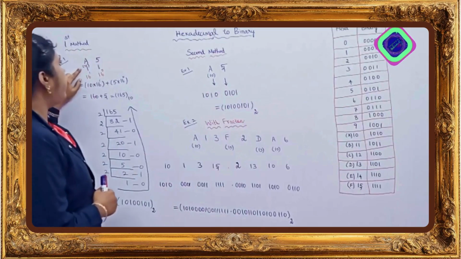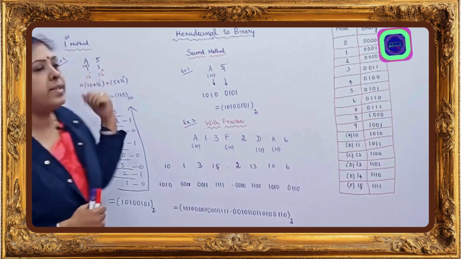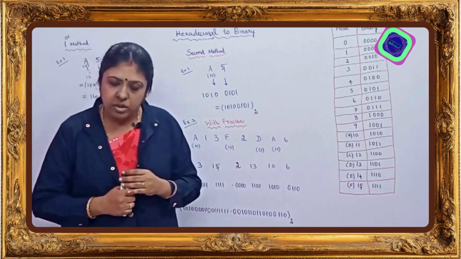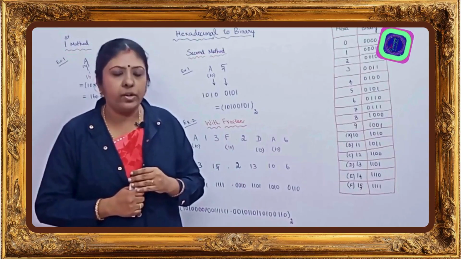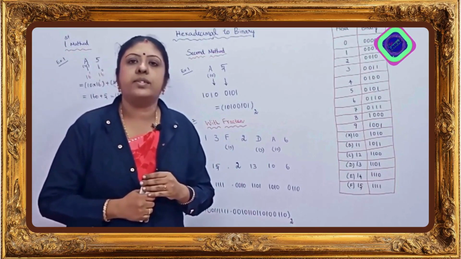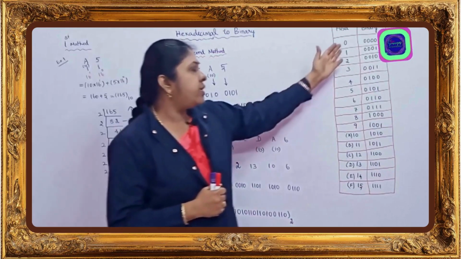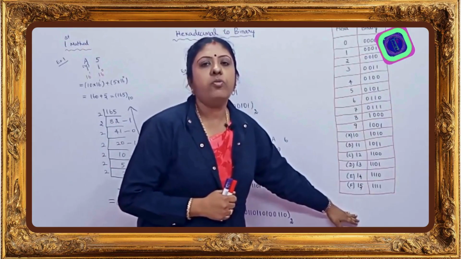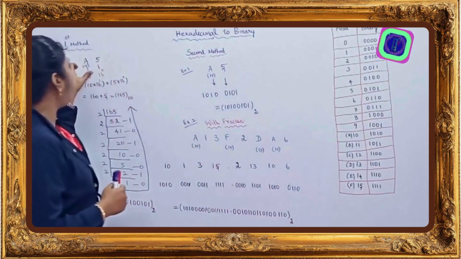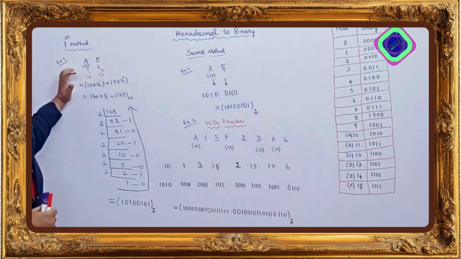Consider the example A5. We all know that hexadecimal consists of digits from 0 to 15, and from 10 to 15 it is represented by the alphabets A to F. And each hexadecimal digit is represented by a 4-digit binary value. This is listed in the table here. So now we want to convert this number A5 into the decimal system.